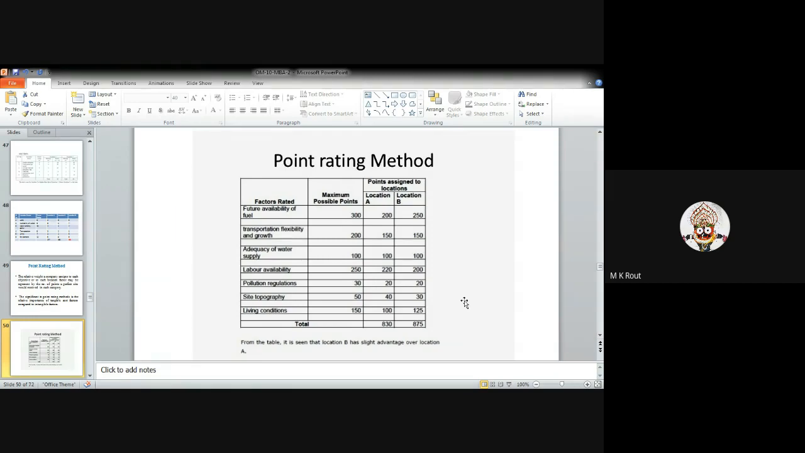Okay, sir. But try to understand. It is very easy to understand in table format, but if I elaborate in a subjective manner, it is difficult to understand. Try to memorize: in the factor rating method, you multiply with the factors. In the point rating method, you just add the points given as per the weightage assigned by the company to different locations. Is it clear?